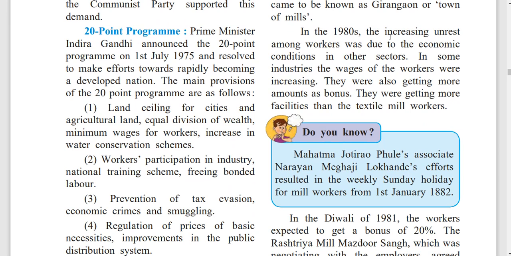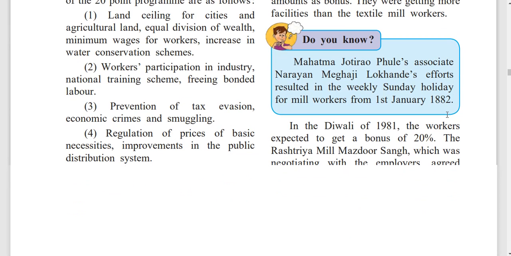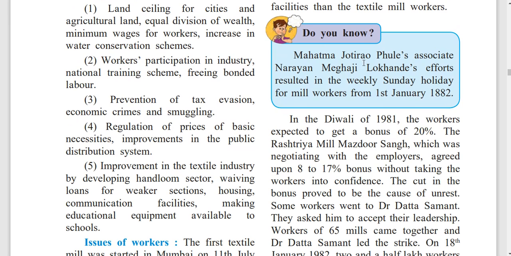In the 1980s, the increasing unrest among workers was due to the economic conditions in other sectors. In some industries, the wages of the workers were increasing. They were also getting more amounts as bonus. They were getting more facilities than the textile mill workers. Do you know Mahatma Jyotirao Phule's associate Narayan Meghaji Lokhande's efforts resulted in the weekly Sunday holiday for mill workers from 1st January 1982.